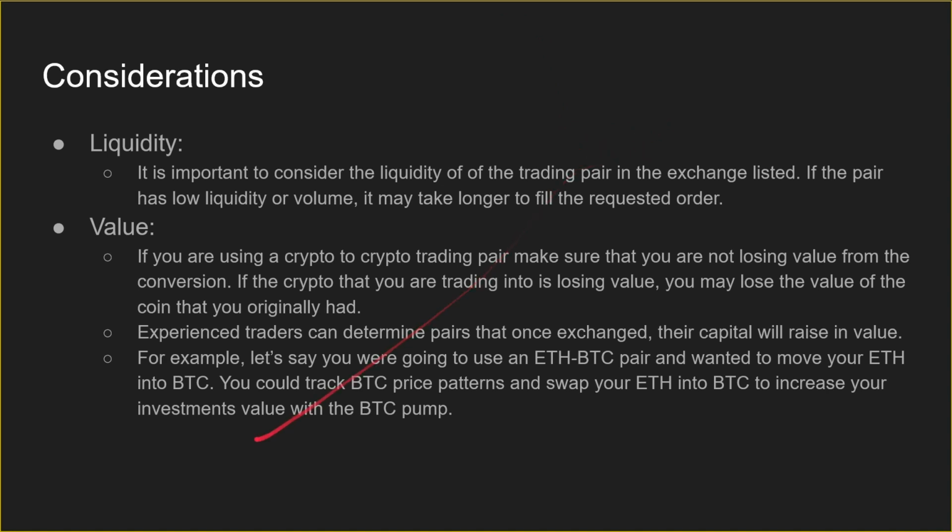You could track Bitcoin's price patterns, identify that it looks like it's going to continue the pattern and then swing back upwards. You could ride that swing upwards, and then once it reaches some sort of high point, or really taking profits is up to you, you swap your newly increased Bitcoin back into Ethereum, and as a result, you will end up with more Ethereum than what you had.